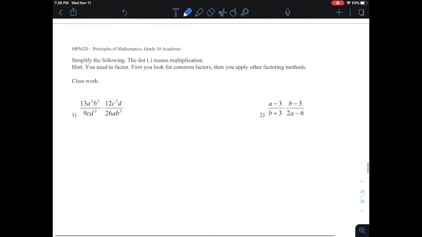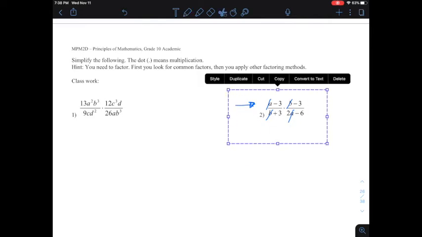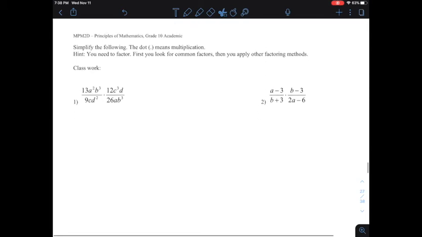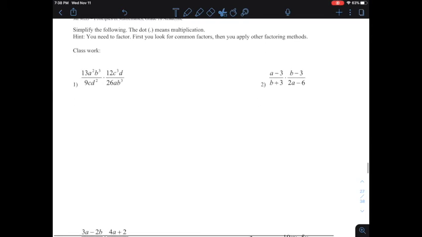Like for example, if I tell them to simplify this, they'll just start slashing out the a's and the b's, but you can't do that, okay? You can only do that if they appear in all the terms. Okay, so let's get started and let's do this properly. So what can we do here?